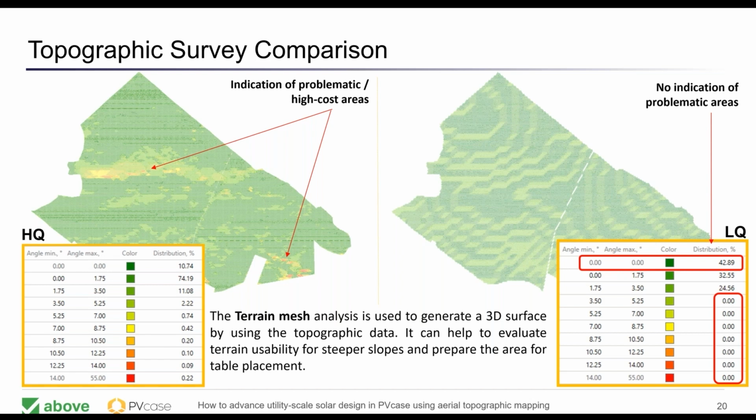In most of the cases, you want to locate your panels on the most level piece of land, as leveling land is expensive. And if you level an area that is overly elevated, it will be even more expensive. And comparing with the low quality topographic survey, you will end up with no indication of problematic areas or without any expectations that they even exist.